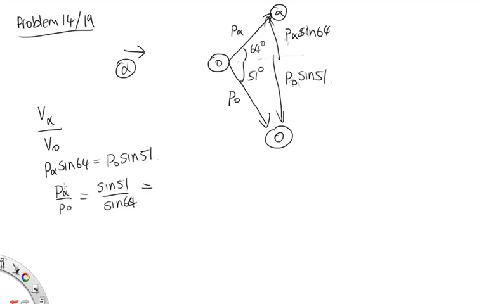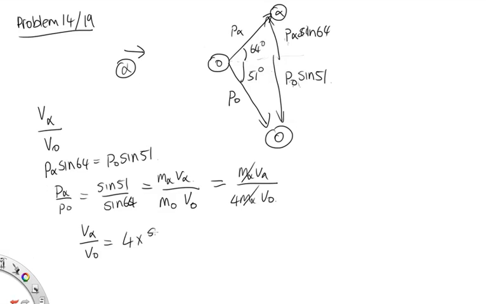And we can rewrite this. The momentum is given by M alpha V alpha, and the momentum for the oxygen nucleus is mass of oxygen, V of oxygen. And we're told in the question that the oxygen nucleus is 4 times the mass of the alpha nucleus. So we have M alpha V alpha over 4M alpha V oxygen. Those will cancel. And so we end up with V alpha over V oxygen, for the oxygen nucleus, is equal to 4 times sine 51 over sine 64.